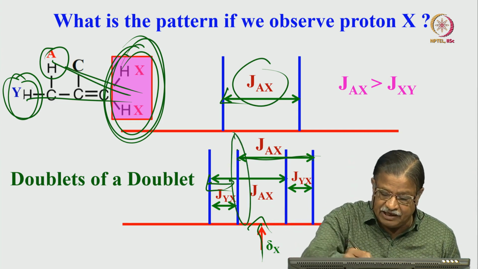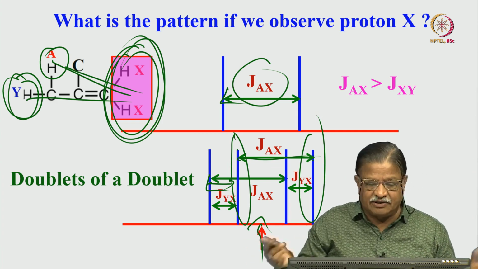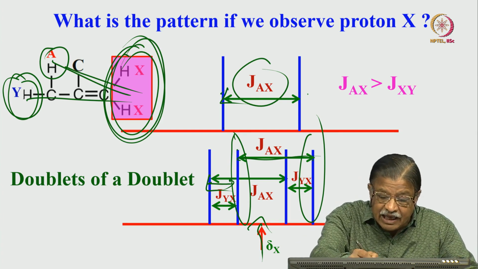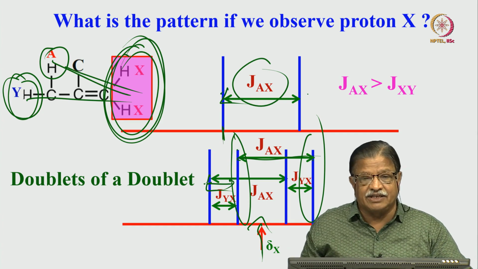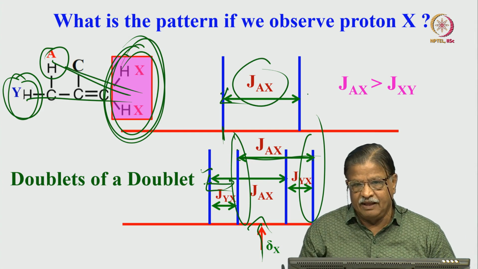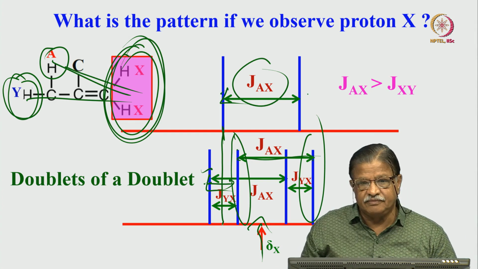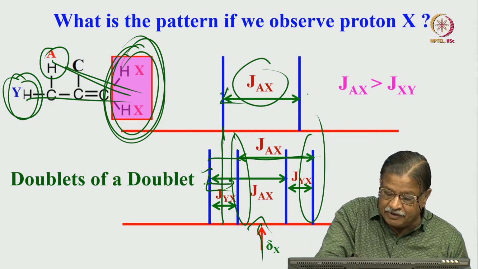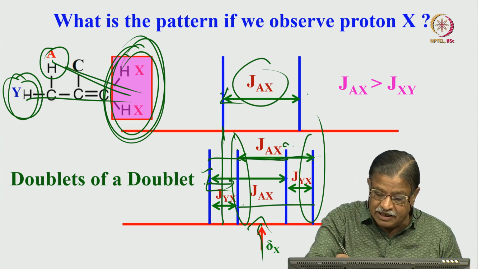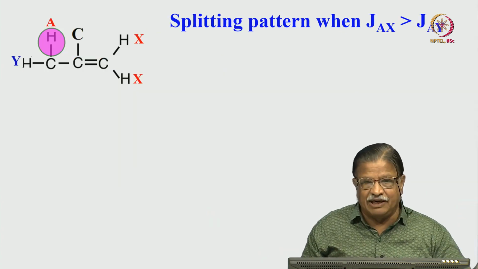If you take the rightmost line here and the rightmost line of this doublet and measure the separation, that gives JAX, because the second splitting of the doublet is equidistant from the center. There will be one line on each side, so you are going to get a doublet exactly centered at this peak. You can measure from this peak to this or this peak to this, it does not matter; it gives JAX coupling. Measure the other separation, and it gives you JXY coupling. This is what is called a doublet of doublets.